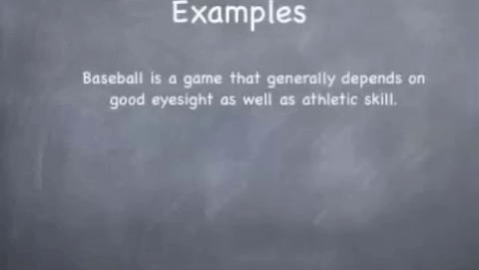Let's walk through some examples of these. Baseball is a game that generally depends on good eyesight as well as athletic skill. What I'd like you to do right now is take a look at this sentence and for a moment think about what is the independent clause here and what's the subordinate clause. Is there part of this sentence that could stand completely on its own as an independent clause, that has a subject, a verb, and expresses a complete thought? And is there another part of this sentence where you may have a subject, you may have a verb, but you don't have a complete thought? I'll give you a moment to look at that and consider it.